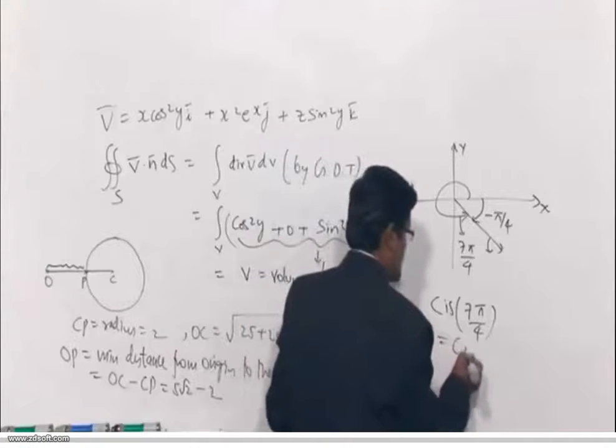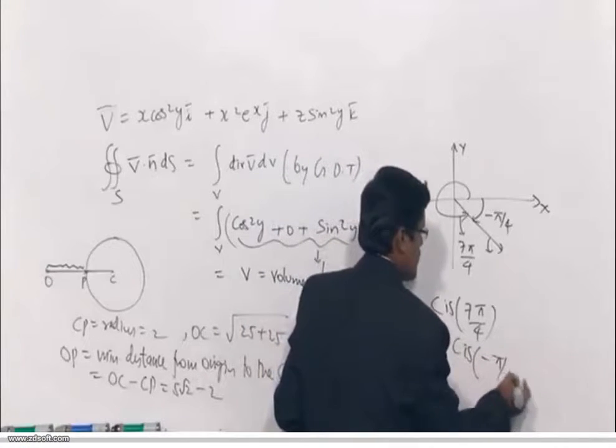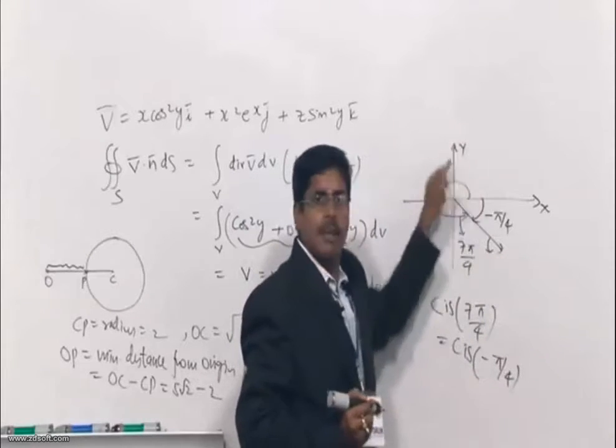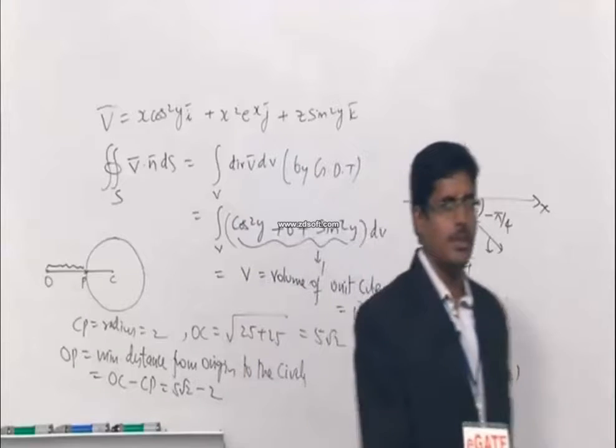cis 7 pi by 4 is nothing but cis minus pi by 4. 315 degrees is located like this. Now in another way you can locate it like that, minus pi by 4. Next.